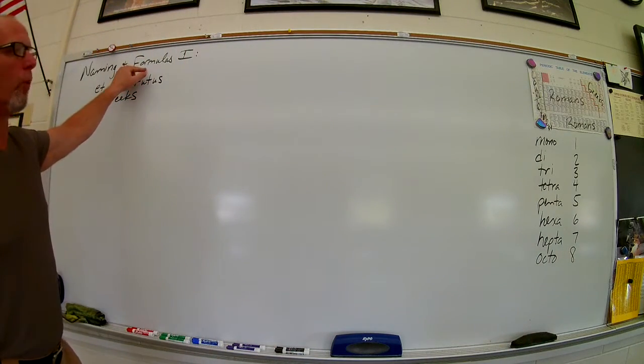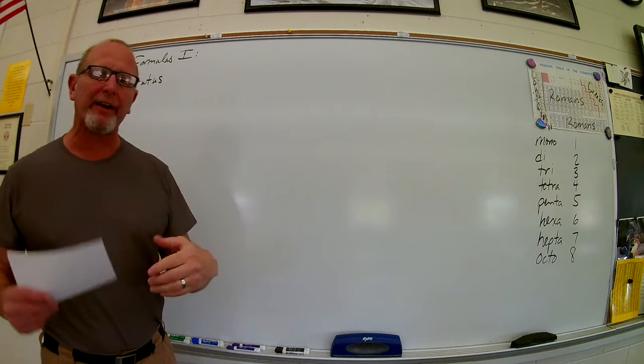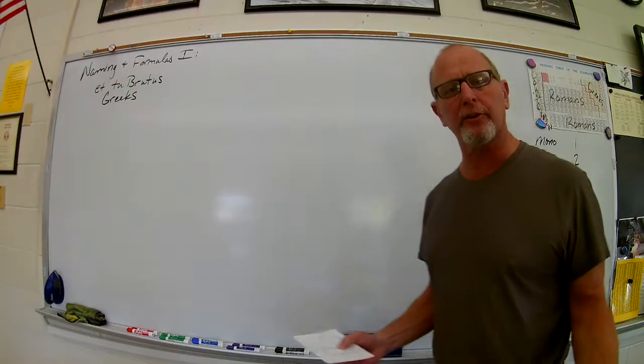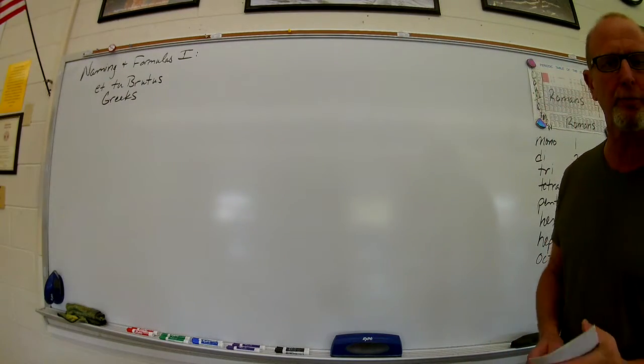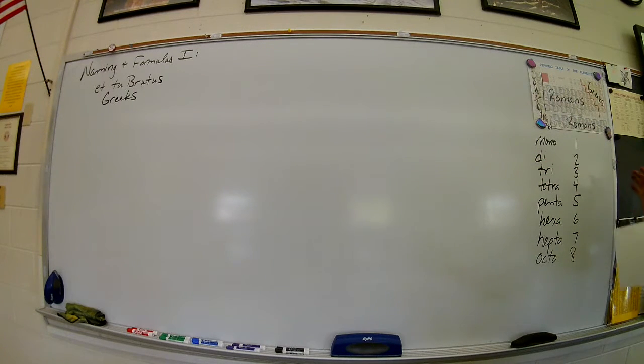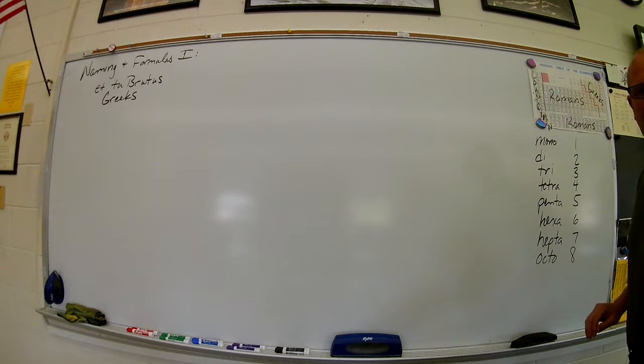Naming and formulas 1. Now, I break this down into 3 different ways of naming them. I call them Greeks, Romans, and countrymen. I'm making a play on William Shakespeare here. Greeks, Romans, countrymen, lend me your ears. I know it doesn't go that way, but it helps me remember this.